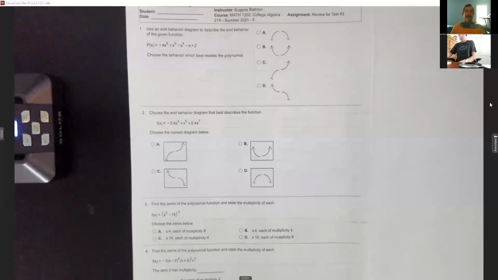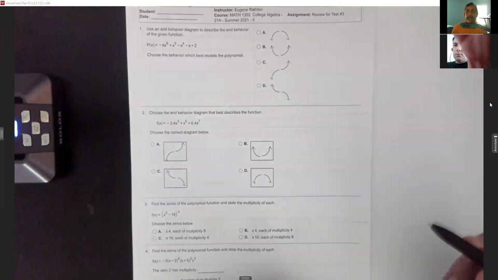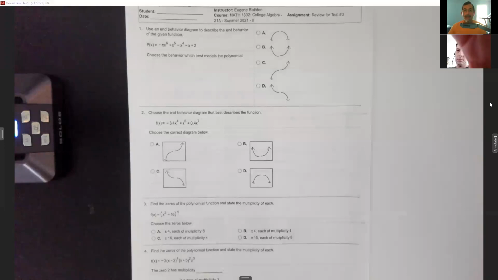All right, y'all, so we're recording, so let me go to my camera. All right, so what I did, I just printed out a test review to use for my lecture today. Let me let some more in real quick.